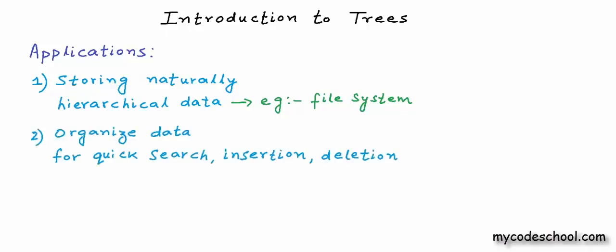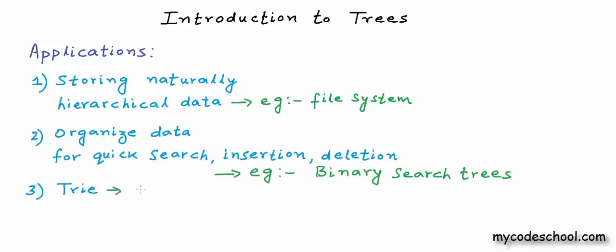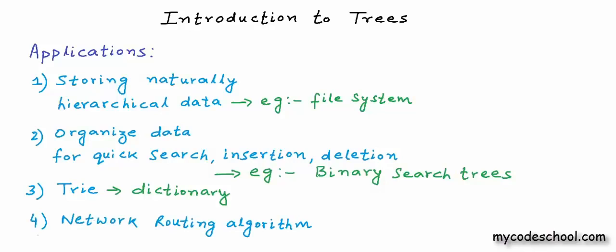Next application is organizing data, organizing collections for quick search, insertion, and deletion. For example, binary search tree that we'll be discussing a lot in the next couple of lessons can give us order of log n time for searching an element in it. A special kind of tree called trie is used to store a dictionary. It's really fast and efficient and is used for dynamic spell checking. Tree data structure is also used in network routing algorithms, and this list goes on. We'll talk about different kinds of trees and their applications in later lessons.